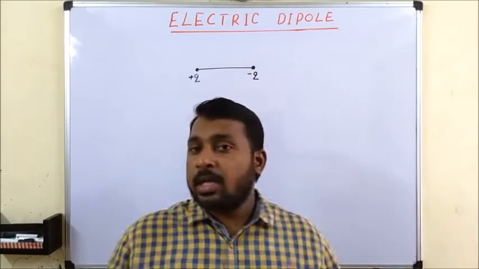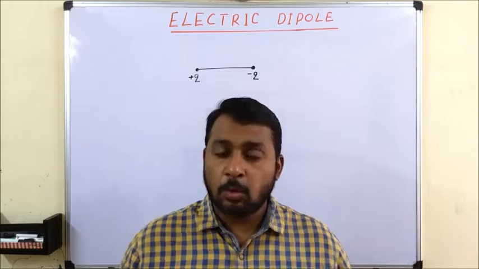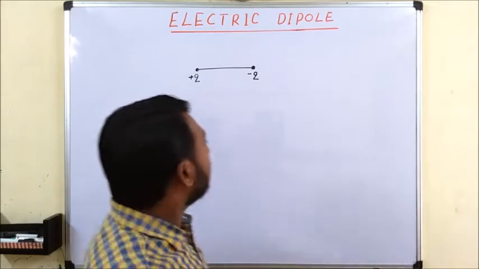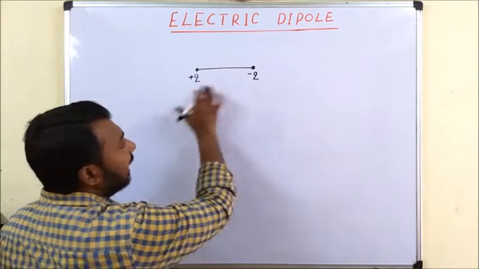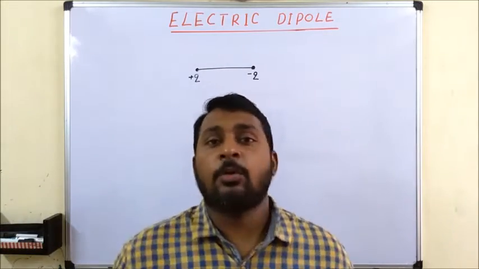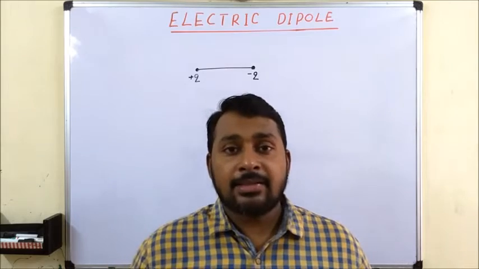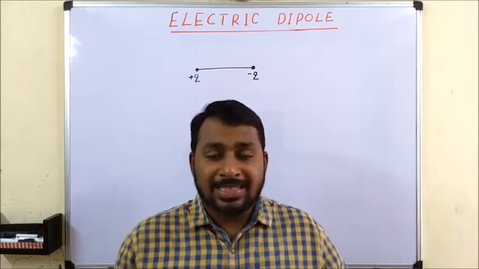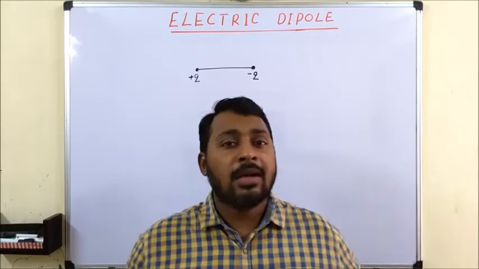These two charges are equal in magnitude. Both of them are Q, but one is positive and the other negative, and they are separated by a small distance. Anyway, this setup is called an electric dipole. It is defined as an arrangement of equal and opposite charges separated by a small distance.